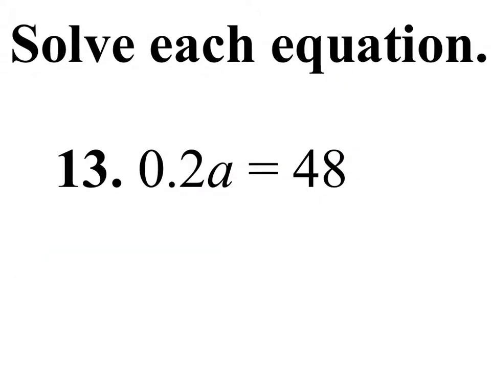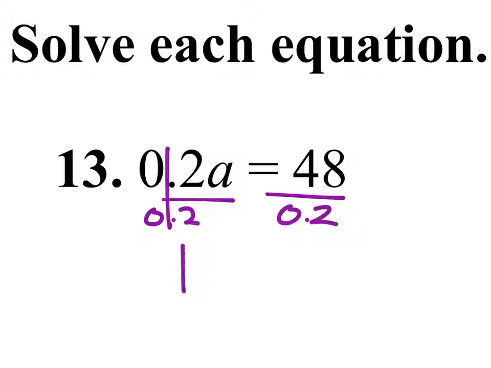Now we're running into these types of equations. These ones are extremely difficult because of the decimal. This one's really hard because here's what we've got to do. We're going to divide both sides by 0.2 to make this a 1a. But if I do it to one side, I have to do it to the other side. So I have 1a equals 240.